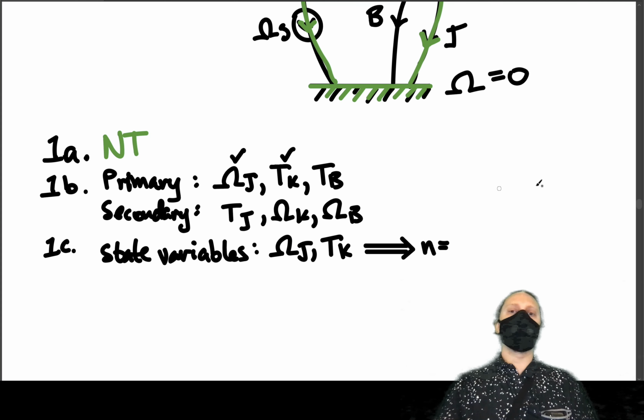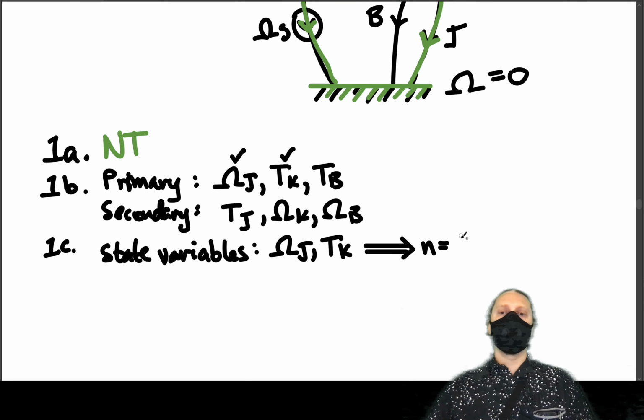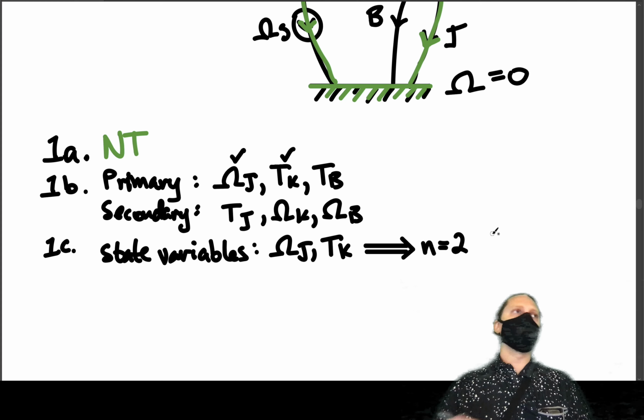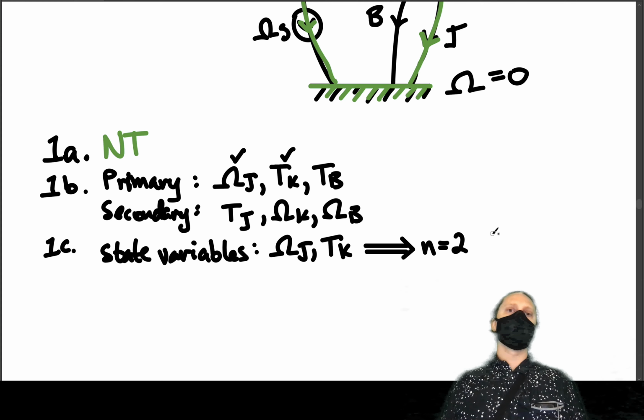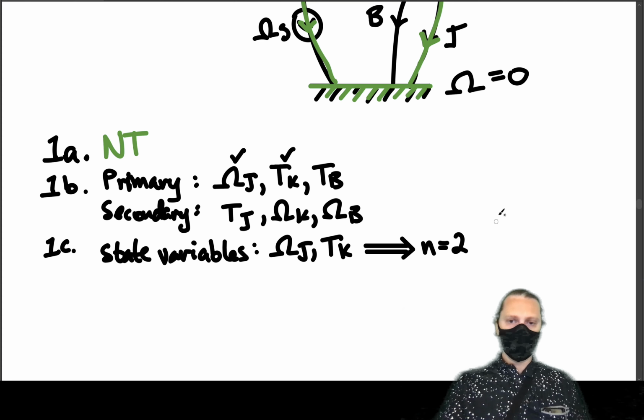We can identify the order of the system from the number of state variables. Do we know what the order of the system is then? It's just 2, the number of state variables. So, there we go.